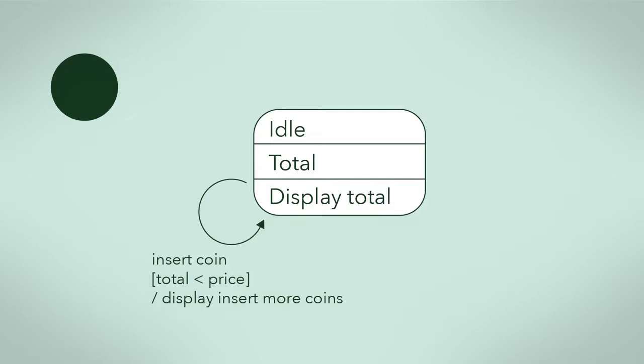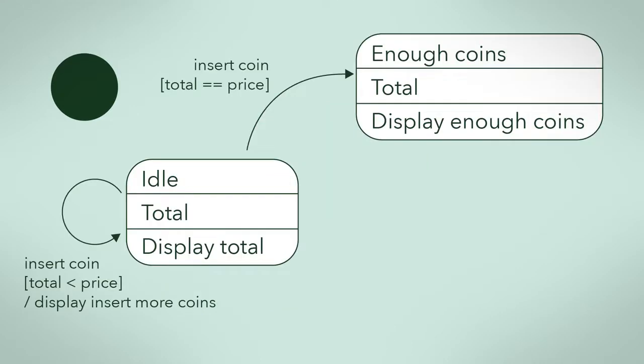But suppose, when in the idle state, someone inserts a coin and the total equals the product price. Let's express this situation with the transition arrow to a new state named enough coins, and label this transition with the event insert coin and condition total equals price. Let's have an entry action for enough coins being display enough coins.